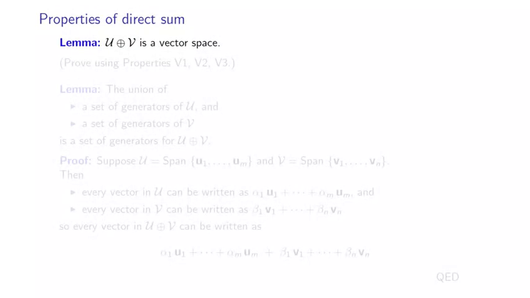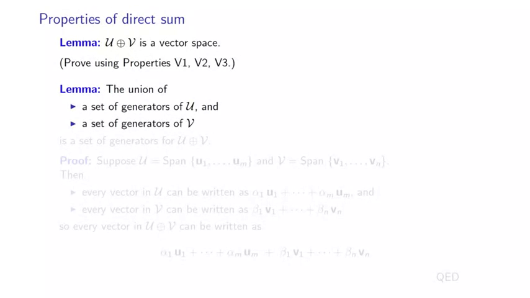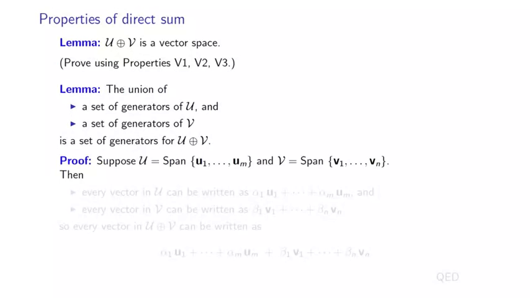So it's easy to show that the direct sum of U and V is a vector space. You just use the properties of vector spaces. Somewhat more interesting is to show that the union of a set of generators of big U and a set of generators of big V is a set of generators for the direct sum U ⊕ V. So suppose u1 through um are generators for big U, and v1 through vn are generators for big V.